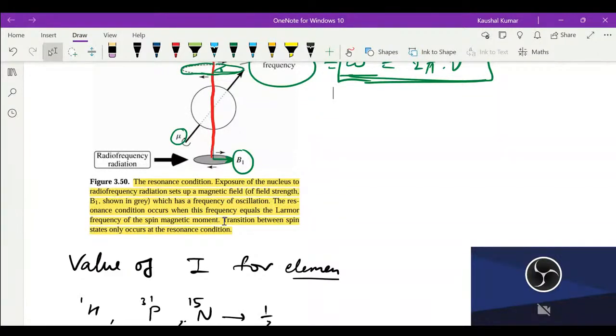Hope you understood. Give me the hit button. Is it clear to you?